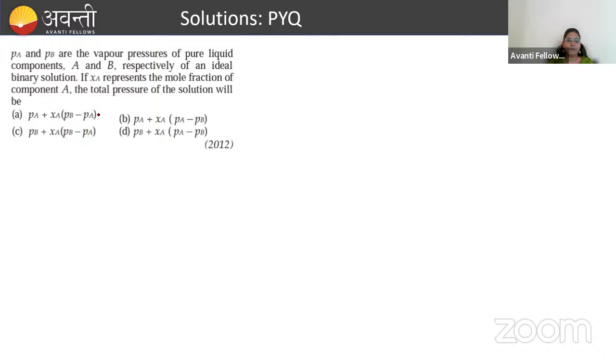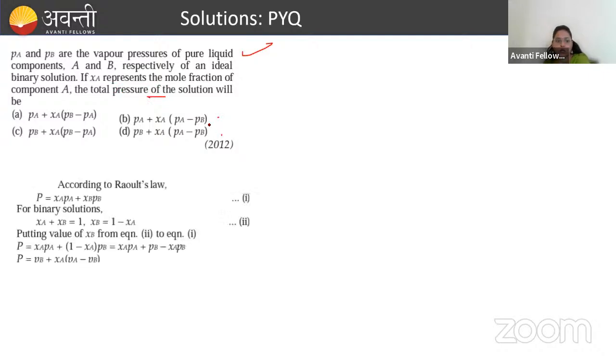Okay, next. PA and PB are the vapor pressures of pure liquid components A and B of an ideal binary solution. XA is the mole fraction of component A. The total pressure of the solution will be? Here, according to Raoult's law, total pressure is equal to mole fraction into vapor pressure of component A plus mole fraction into vapor pressure of component B. And you know that mole fraction of A plus mole fraction of B is equal to 1. You can rearrange this equation this way also.